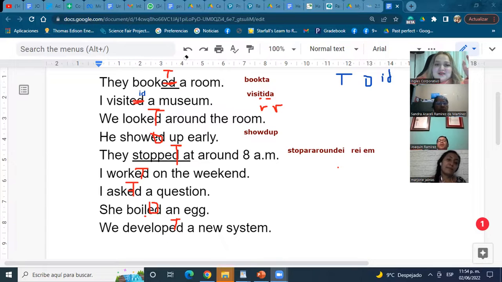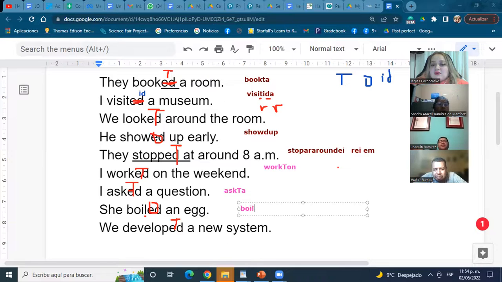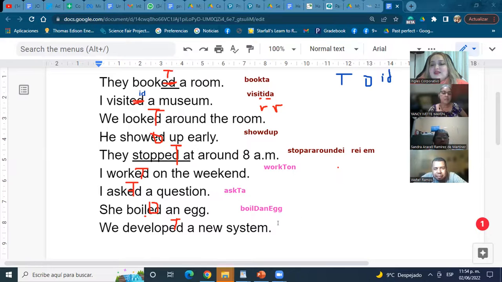You can do it. Don't worry. Don't get frustrated. Okay. Work done. Work done. Work done. Yes. Ask the question. Boil the egg. No, todo junto. Develop the new system.